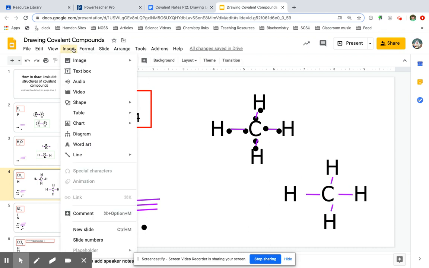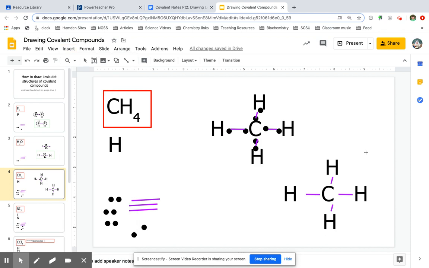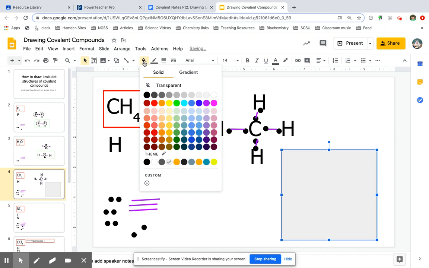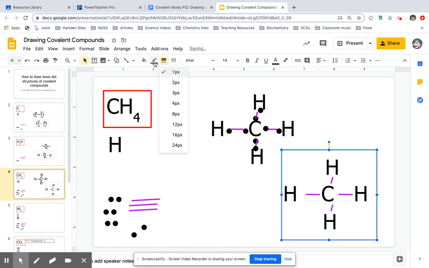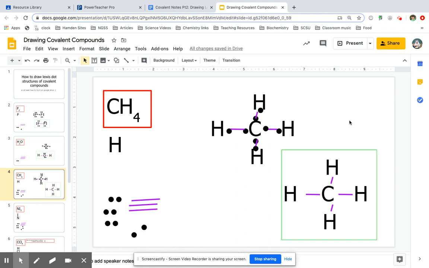So I'm going to put a box around it, insert, shape, box. Here is my finished shape. Make it transparent and make it green. All right. This is how you make Lewis structures. Sorry, this is on the computer and not in person. Good luck. Email me if you have questions.